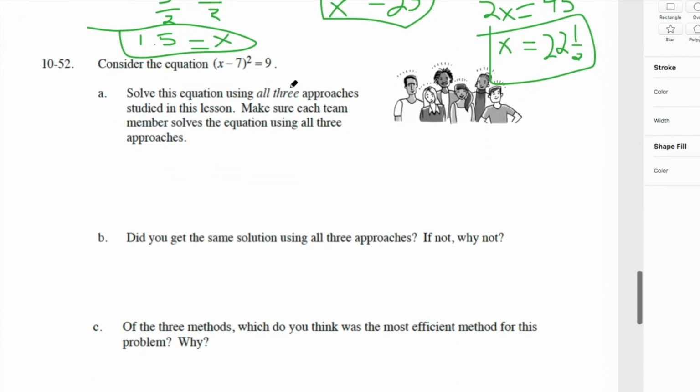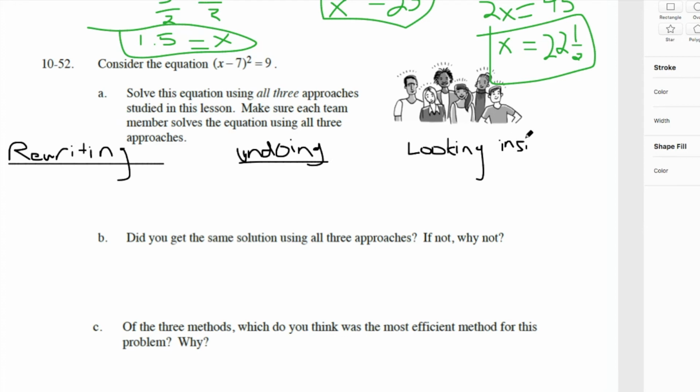Consider the equation, the quantity x minus 7 squared equal to 9. Solve this equation using all 3 approaches solved in this lesson. Make sure each team member solves the equation using all 3 approaches. So I'll go ahead and write this down right here. So this is just kind of compare together, right? Compare what we got here. Okay, solving by rewriting means do the math out.